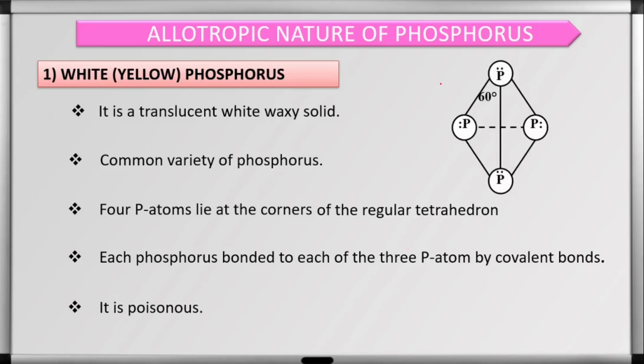See the structure. The bond angle is 60 degrees, and this is the tetrahedron structure of P4. So each phosphorus is attached to another 3 P atoms by covalent bonds. Remember this. If we look at this phosphorus, it is attached to this, this and this one. This phosphorus is attached to this phosphorus and this phosphorus. So this is the tetrahedron structure of white and yellow phosphorus.